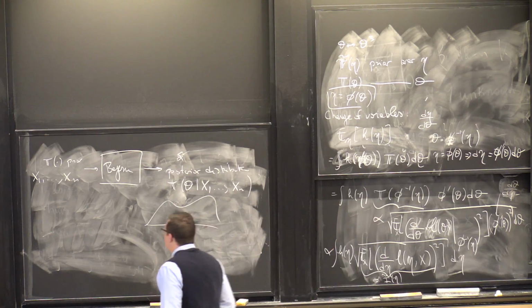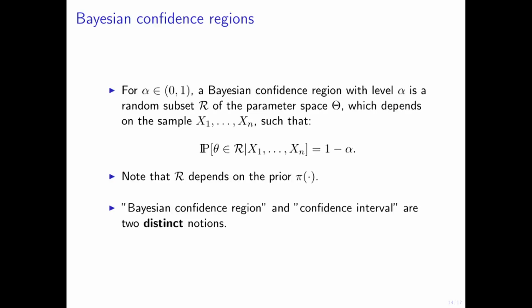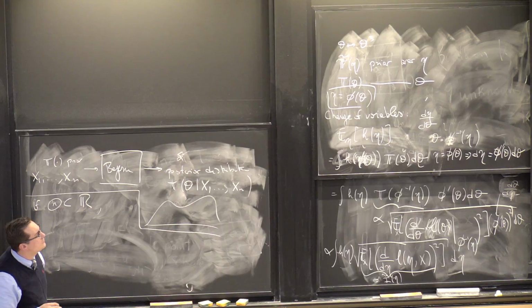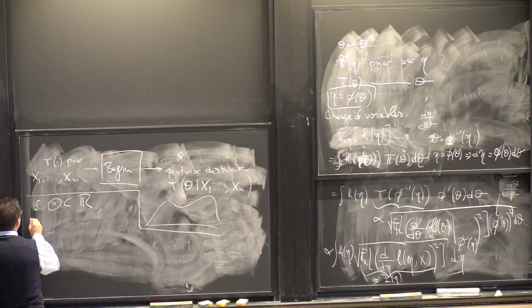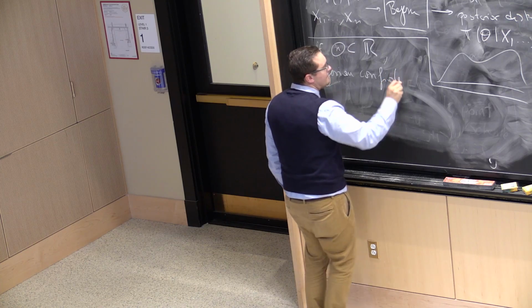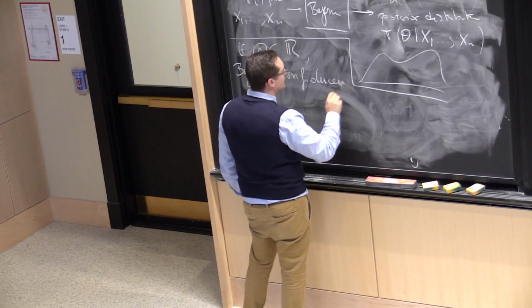Okay, and so a Bayesian confidence interval. So if your set of parameters is included in the real line, then you can actually, it's not even guaranteed to be an interval. So let me call it a confidence region. So a Bayesian confidence region.